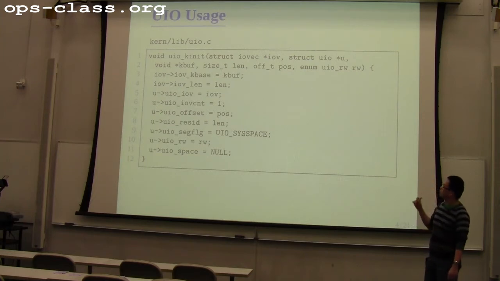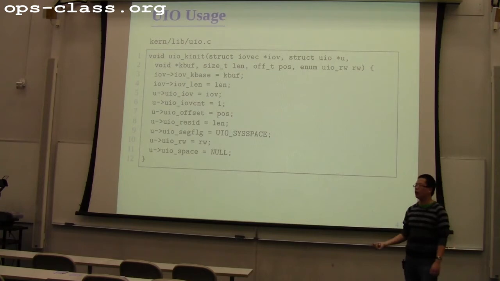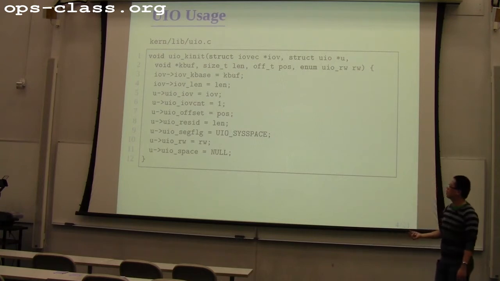So after this function, now you can use the UIO to, for example, in load elf, you will probably see this function that reads the content, sorry, not in load elf. This function can be used for the kernel to read or write files.